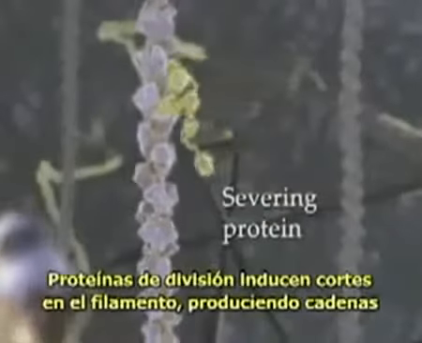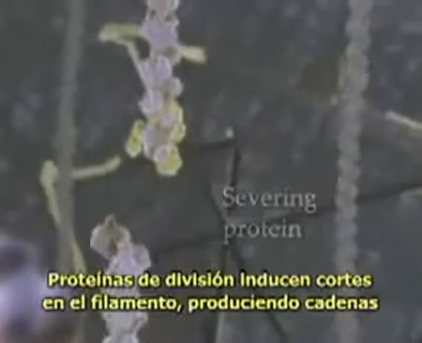Severing proteins induce kinks in the filament and lead to the formation of short fragments that rapidly depolymerize or give rise to new filaments.